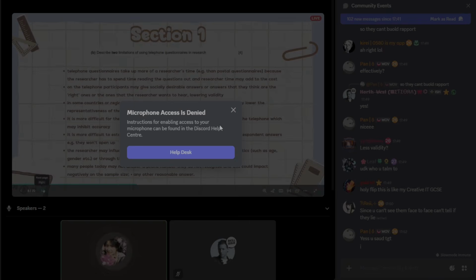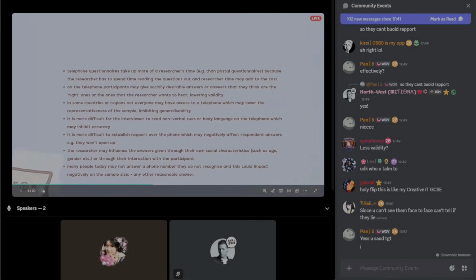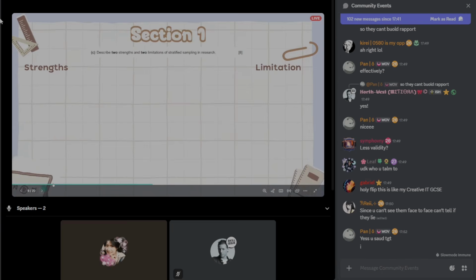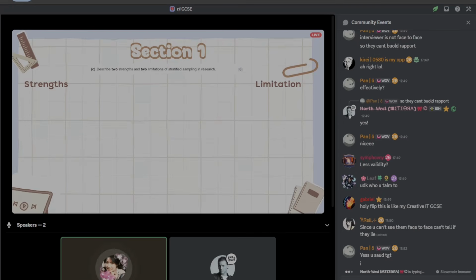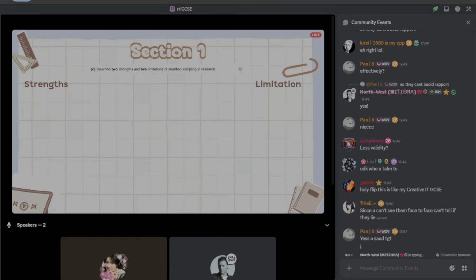So let's get on to the next one. Of course, again, I'm going to encourage you guys to tell me 2 strengths and 2 limitations of stratified sampling in research. Or for this one, just say one. You can say either strengths or limitations. Just give one.